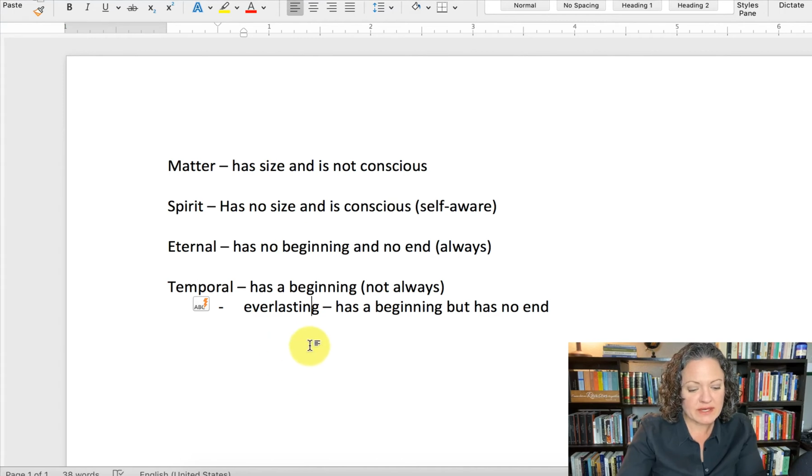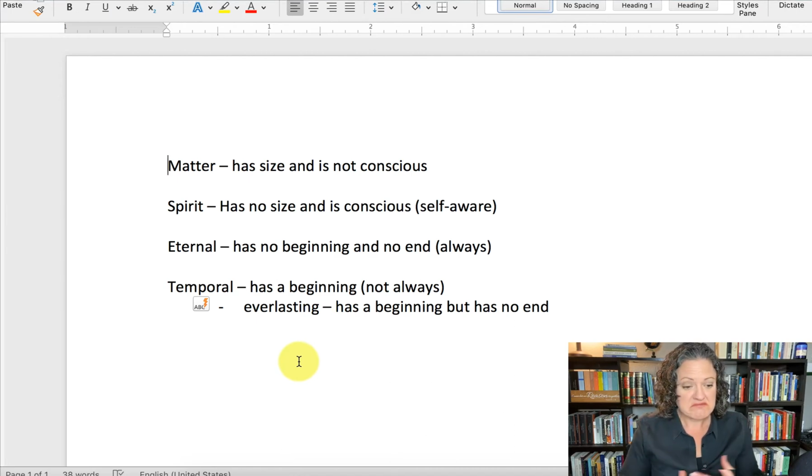Now, I'm bringing that up because some of the views that we're going to look at think that the soul, the human soul, the conscious part of humans, is forever after it comes into existence. Now, I want you to know these terms because we're going to be talking about them for the rest of the semester. So matter has size, it is not conscious. Spirit has no size and is conscious. Notice they're opposites of each other. Eternal has no beginning and no end. It's always. Temporal has a beginning. It's not always. And it may be everlasting or it may not be everlasting.